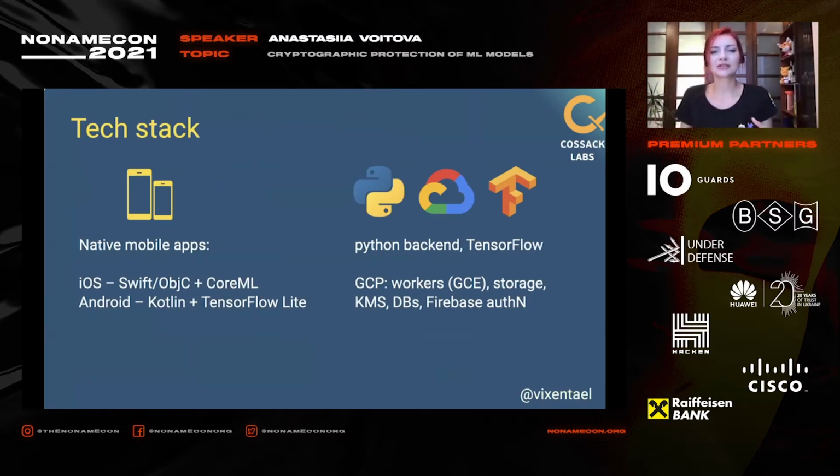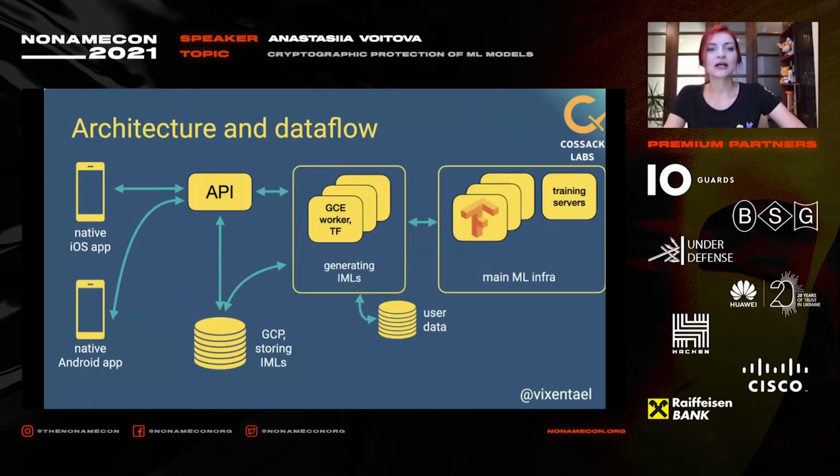Technically, the technology I will speak about, the protection of models itself, is cloud agnostic. We don't care what cloud it is, but for the sake of example, I will use Google Cloud Platform. On the backend, we will have Python, TensorFlow, and Google Cloud Platform services like GCE, the computation engine, workers, storage, Google Cloud KMS, different kinds of databases, Firebase, all the nice things that Google Cloud can give you. AWS has the same, so the cloud doesn't matter. Just a cloud.